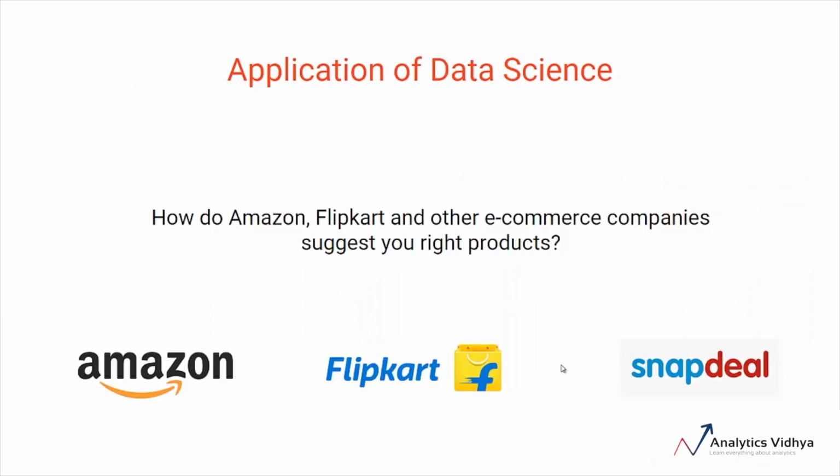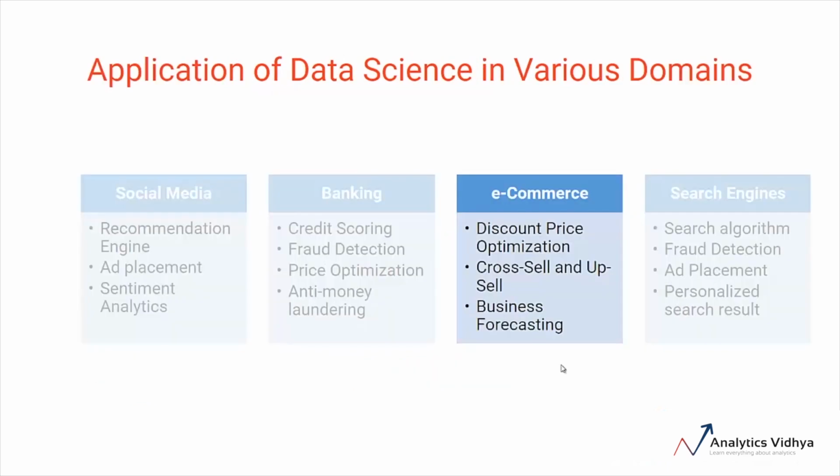How do these e-commerce sites suggest you the right products? Well, we saw that in some of the previous slides. They use recommendation engine, which in turn uses past data from the customer behavior happening on the site. In addition to this, e-commerce sites use data science to optimize discounts on various products, defining their cross-sell and upsell strategies. So which product can be upsold or cross-sold to a particular customer, and creating demand forecasts for each item so that their inventories can be managed in the system.